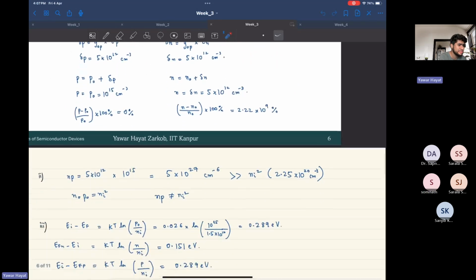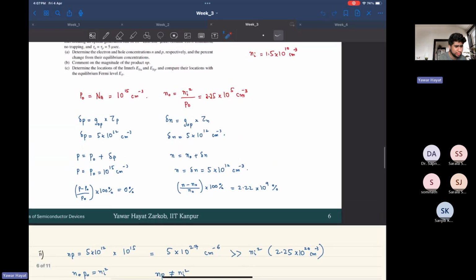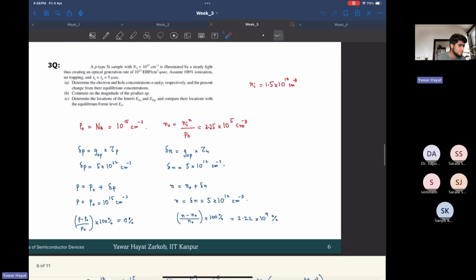Once you do that, notice n naught plus delta n. Here n naught was 10 to the power 5, and delta n is 10 to the power 12. Delta n is way greater than n naught, so n is delta n here. Here p was p naught. Then you calculate the percentage change. Here it was 0, and here it's around 2.22 into 10 to the power 9 percent. The key conclusion was that minority carrier concentration changed significantly in the optical generation process.